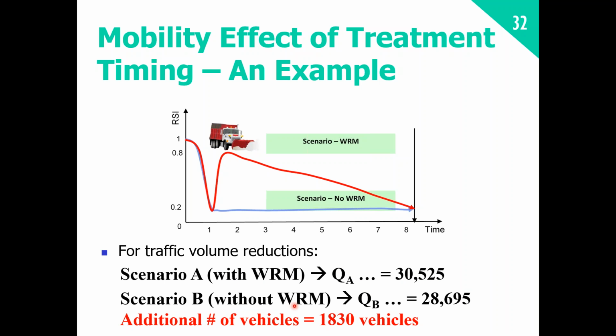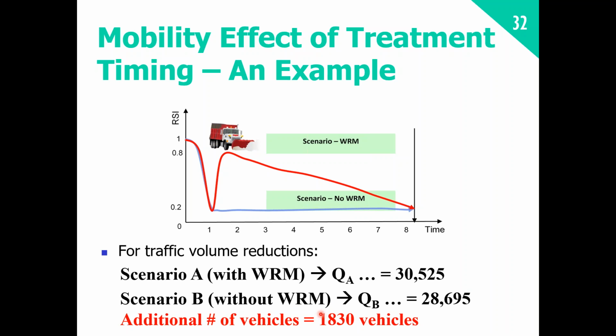The scenario B is without winter road maintenance. What if we don't have any winter road maintenance? Considering the RSI using the same model that we calibrated, this is estimated to be 28,695. So therefore, the additional number of vehicles that are expected to travel due to winter maintenance would be about 1,830 vehicles.